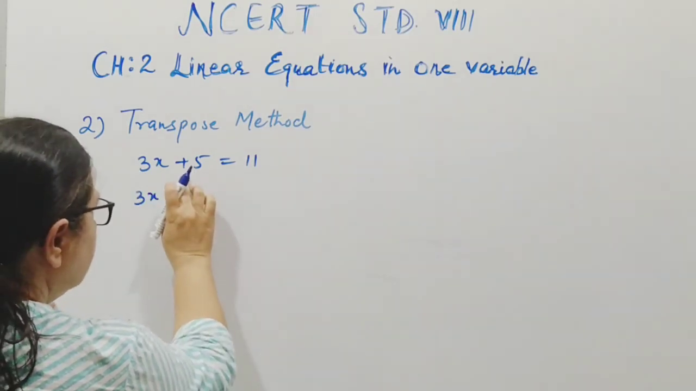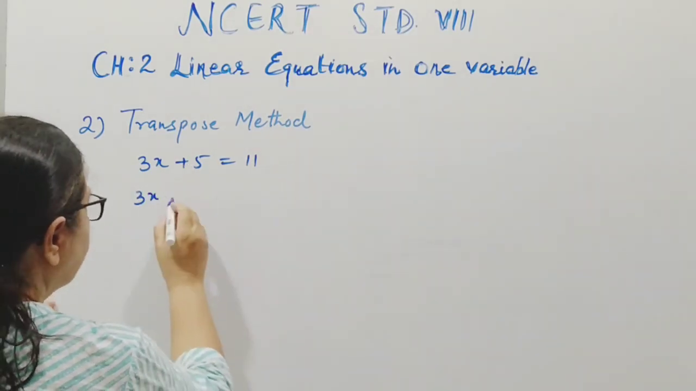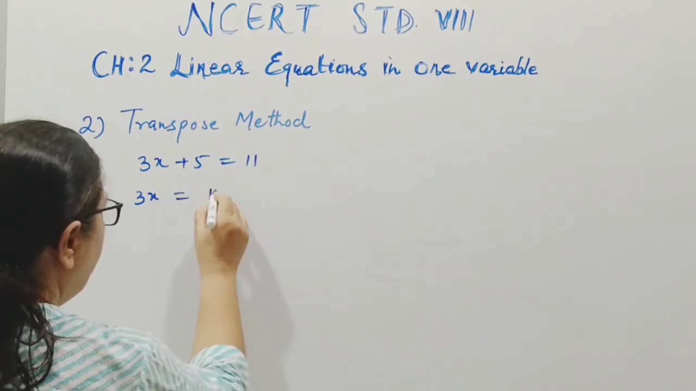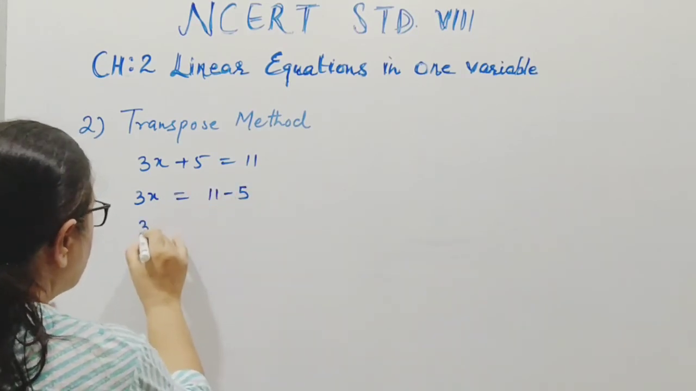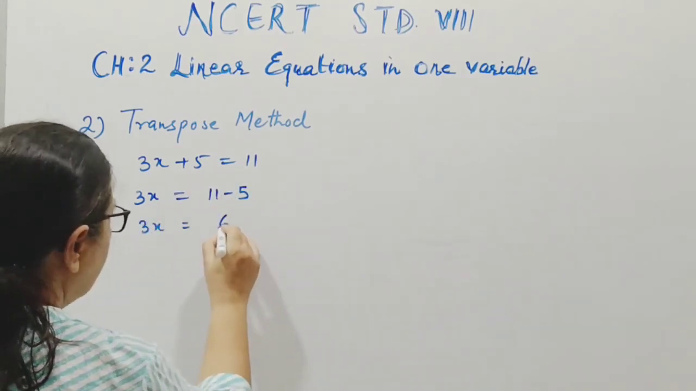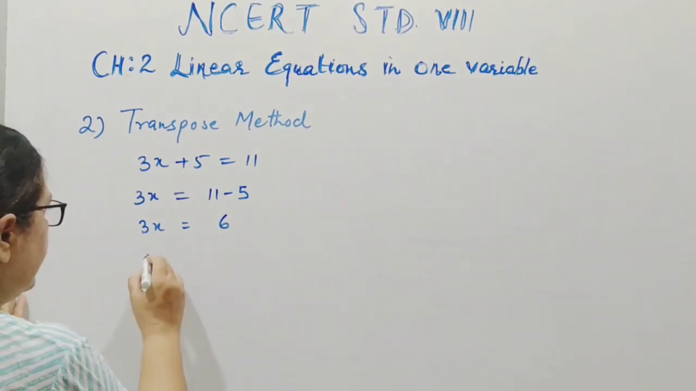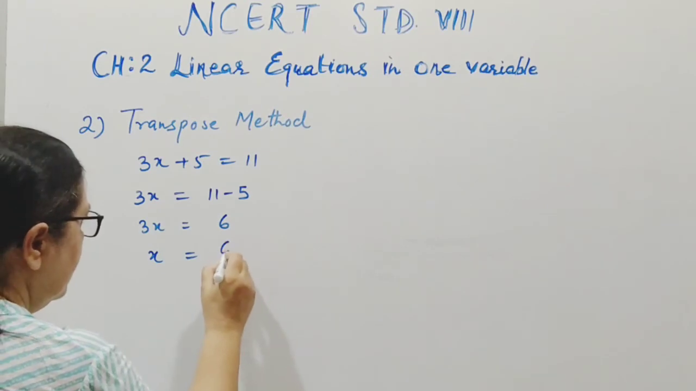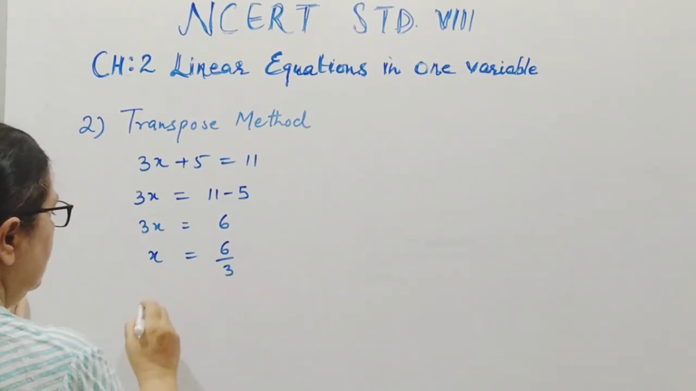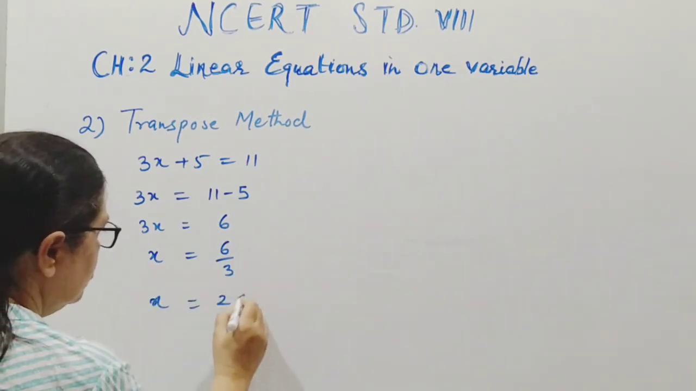Here first we will shift plus 5 to that side. It will become minus 5. So 3x is equal to 6. Now 3x means 3 into x. So here it is multiplication. It will shift with the division. So the answer is 2 only.